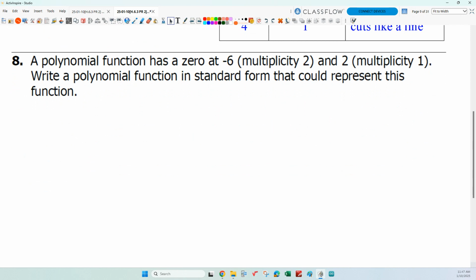Okay, how about this one? This is the last one we'll do. A polynomial function, I'm telling you this, it has a 0 at negative 6 with a multiplicity of 2, and it has a 0 at x equals 2 with a multiplicity of 1. I want you to build the simplest polynomial function in standard form that would have those characteristics.